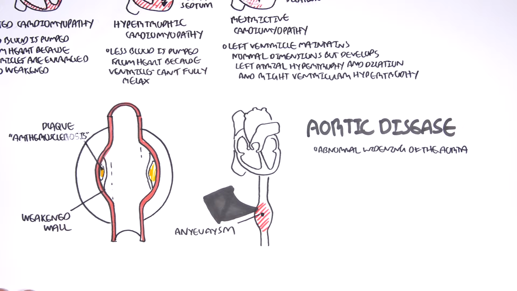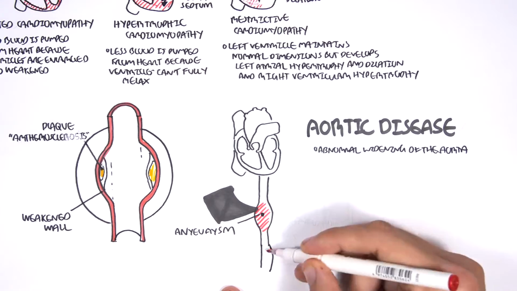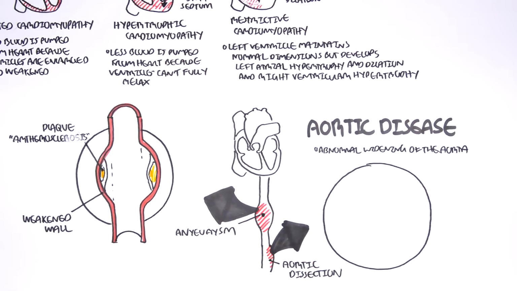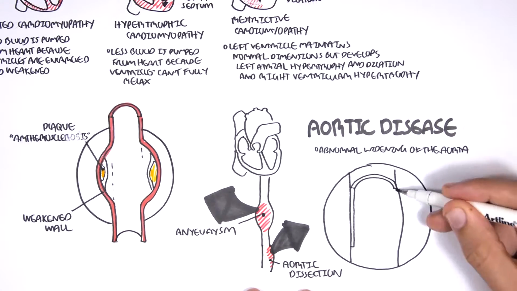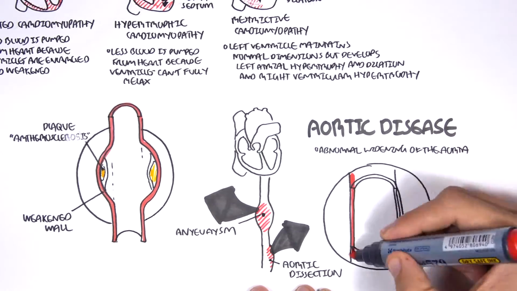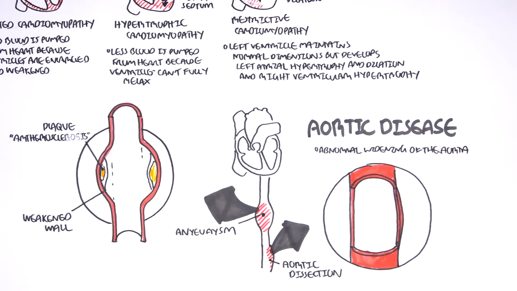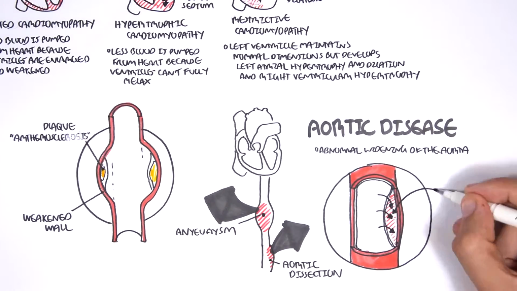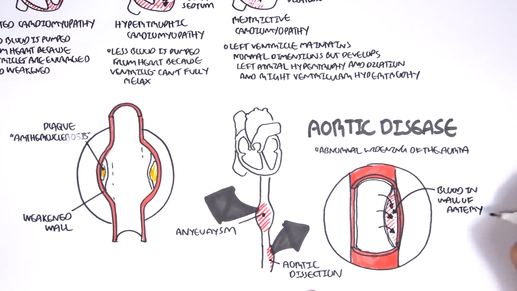Another aortic disease is aortic dissection, when blood will fill the walls of the aorta vessel. So this is due to some disruption or abnormality in the aortic vessel wall, allowing blood to accumulate between the tunical layers of the aorta.